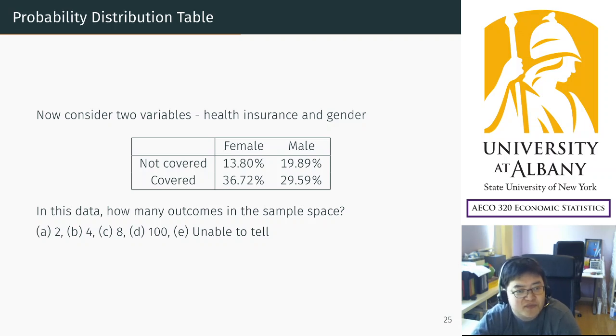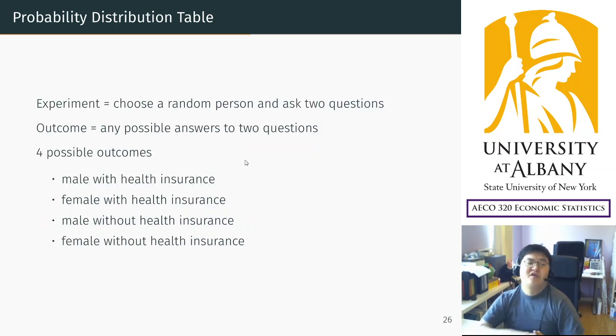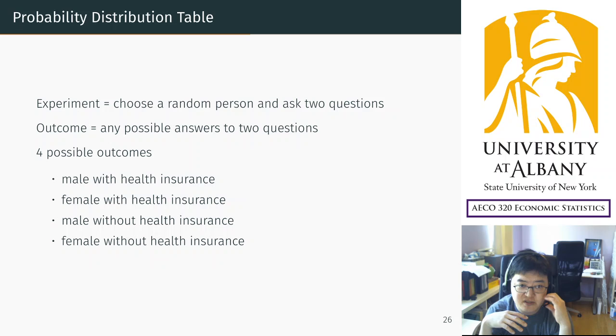I asked you a question. Try this question. How many outcomes do you see in this table, from this table, in the sample space? The answer is four, because if you think about the experiment, it is more clear because we restricted our attention to only two variables. The experiment can be thought of as choosing a random person and asking two questions. And then the possible answers to these questions is one outcome.